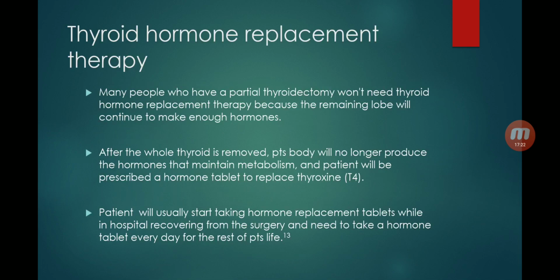Many people who have a partial thyroidectomy won't need thyroid hormone replacement therapy, because the remaining lobe will continue to make enough hormones. After the whole thyroid is removed, the patient's body will no longer produce the hormones that maintain metabolism. The patient will be prescribed a hormone tablet to replace T4. The patient will usually start taking hormone replacement tablets while in hospital recovering from surgery, and needs to take hormone tablets every day for the rest of their life.